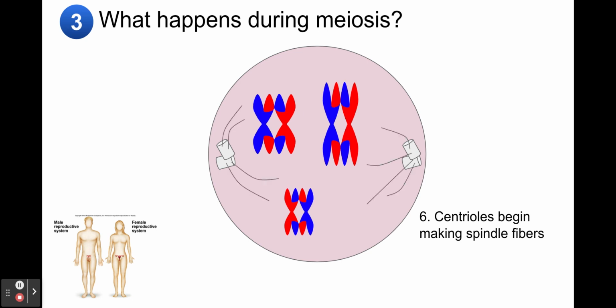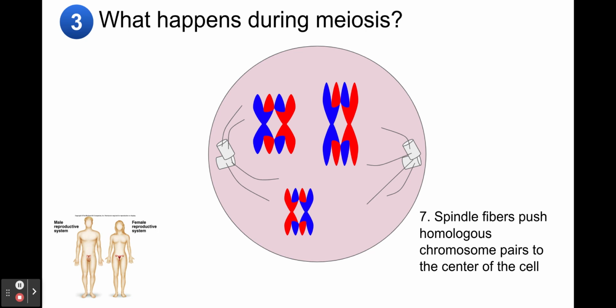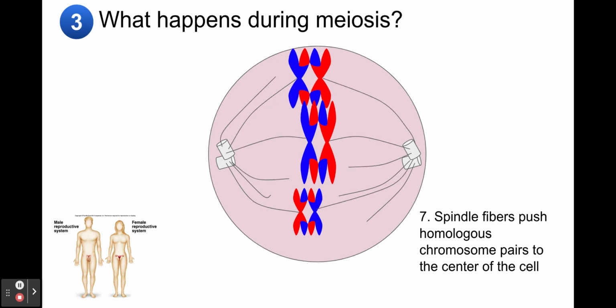There they go. And that leads us to step 7. The spindle fibers push the homologous chromosome pairs to the center of the cell. So notice our homologous chromosomes are still physically paired up with each other, and the spindle fibers are just going to push them to the center of the cell. This looks a lot like metaphase in mitosis, and although we're not making you learn the names of these steps, this is actually called metaphase 1 of meiosis. It's a very similar construction. We have that line of chromosomes down the center of the cell, but right now they're actually paired up with each other, whereas in metaphase in mitosis, it's a single line of chromosomes down the center of the cell.